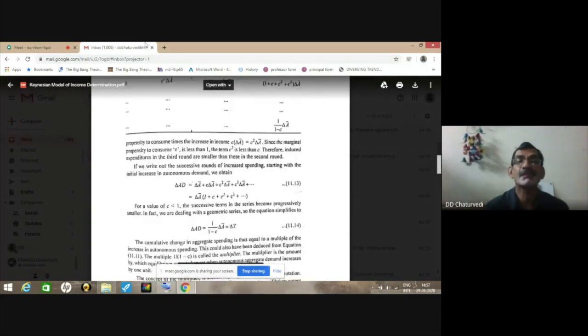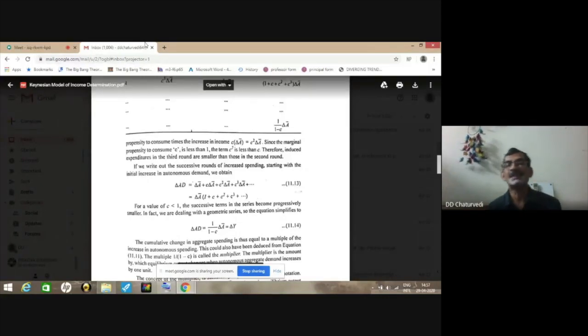This is the investment multiplier. And how do you get it? For this purpose, you may go back to the equation wherein I explained that delta Y, this is equation number 11.14, delta Y is equal to 1 upon 1 minus C multiplied by delta A bar.